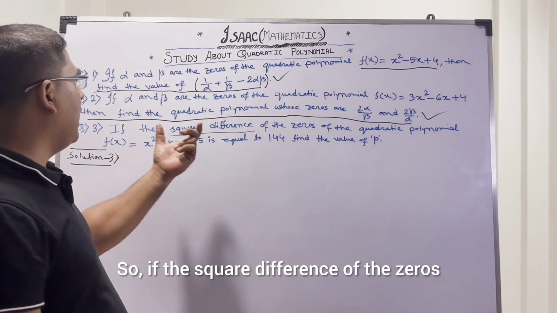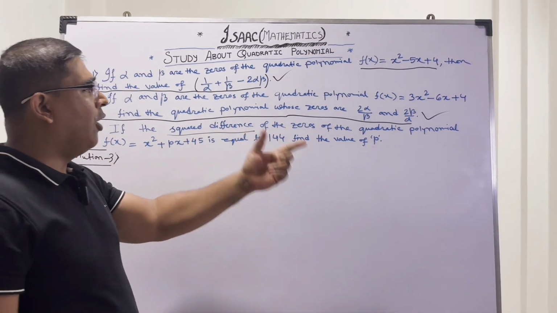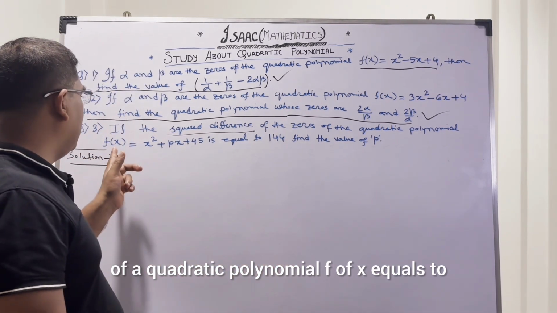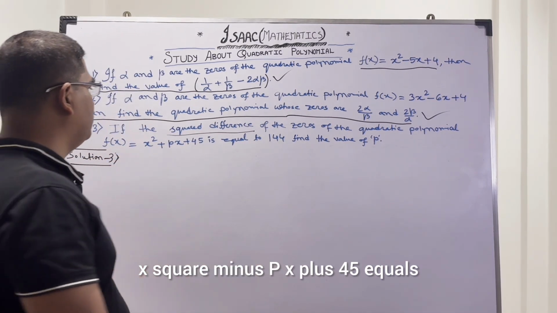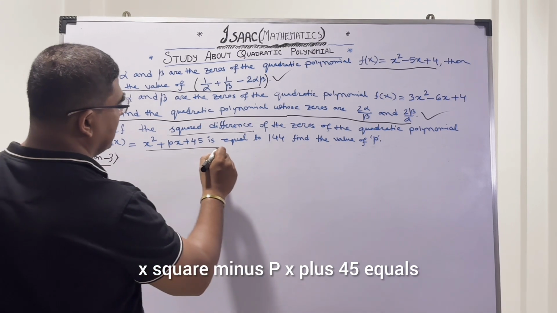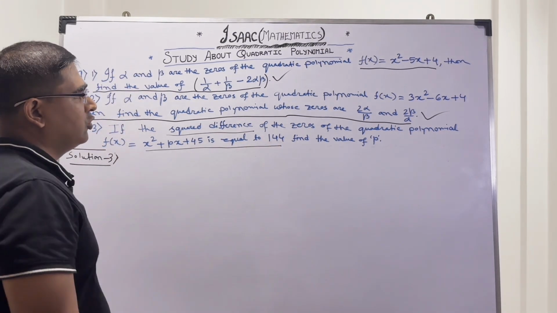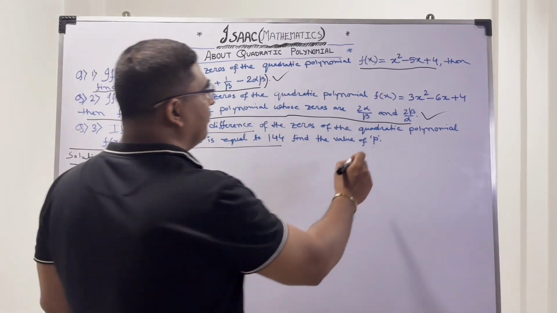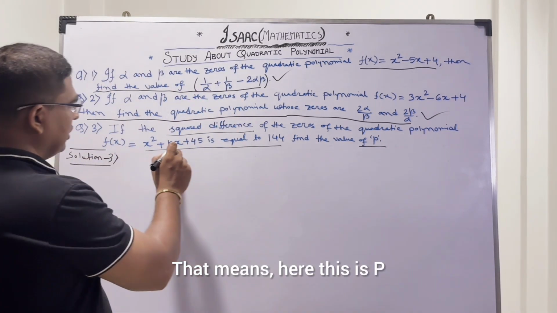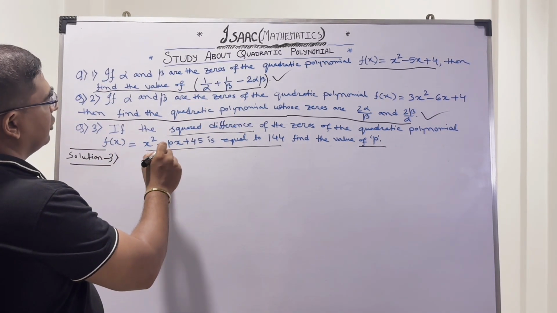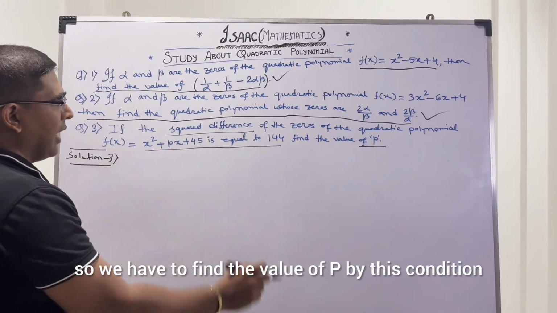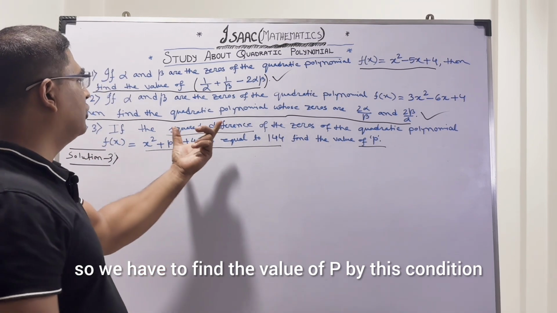So if the squared difference of the zeros of a quadratic polynomial f of x equals x square plus px plus 45 equals 144, then find p. That means here this is p. So this p is unknown. So we have to find the value of p by this condition.